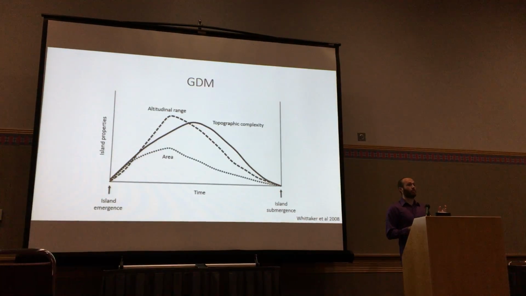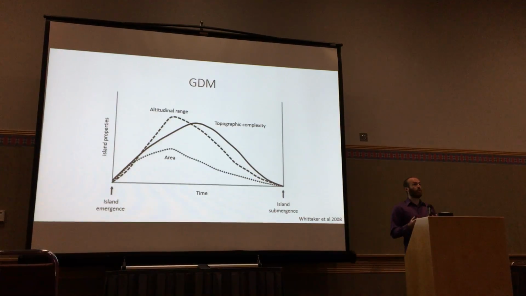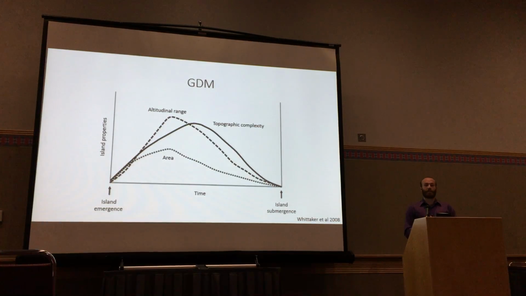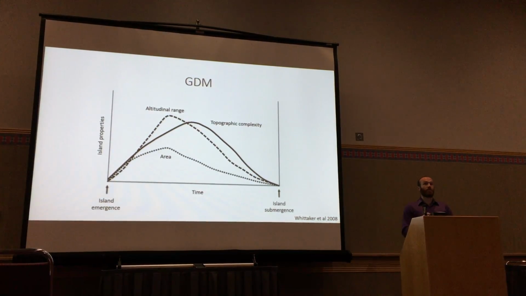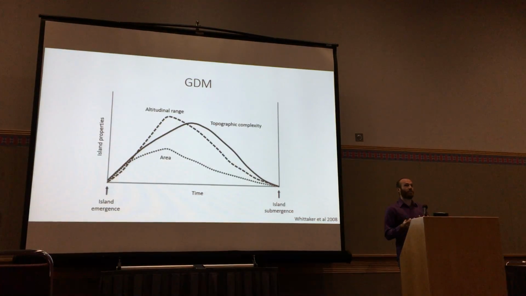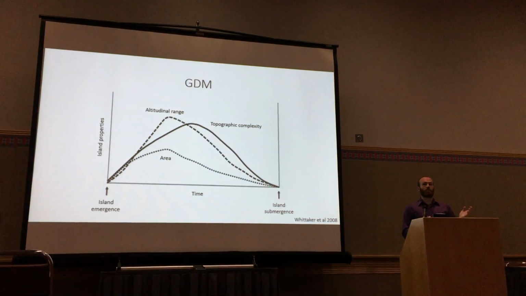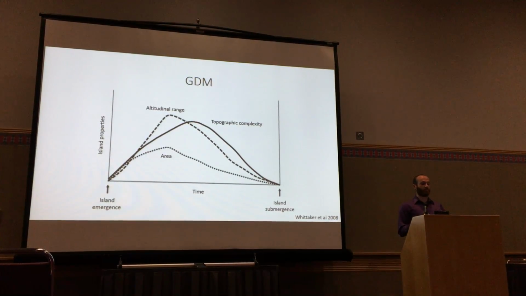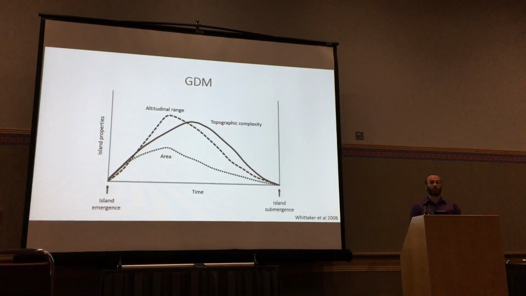An island will emerge from the water, have a quick period of rapid growth, where the island will reach its maximum altitudinal range and area. And then after this volcanic activity has ceased, the island will slowly erode until it loses all of its area and altitudinal range and submerges back under the water.